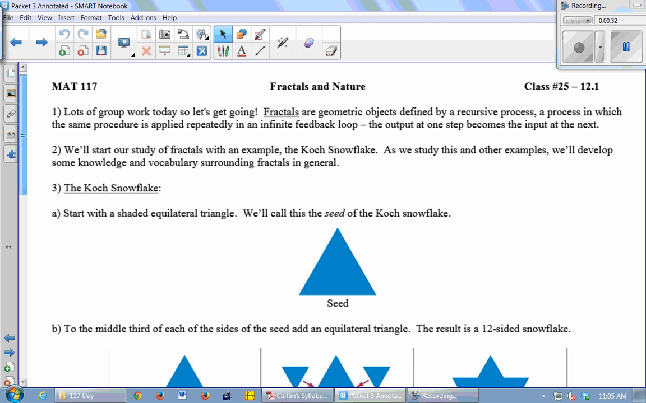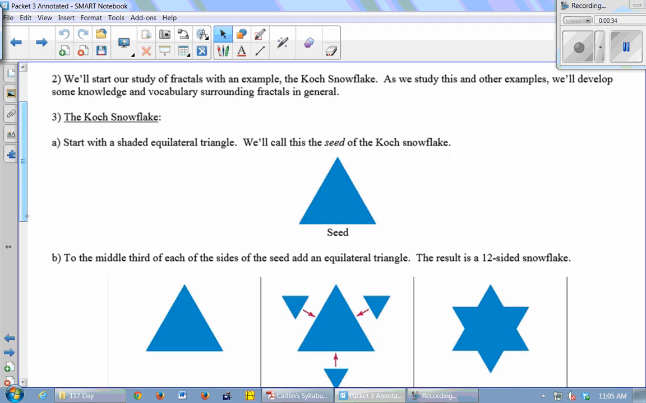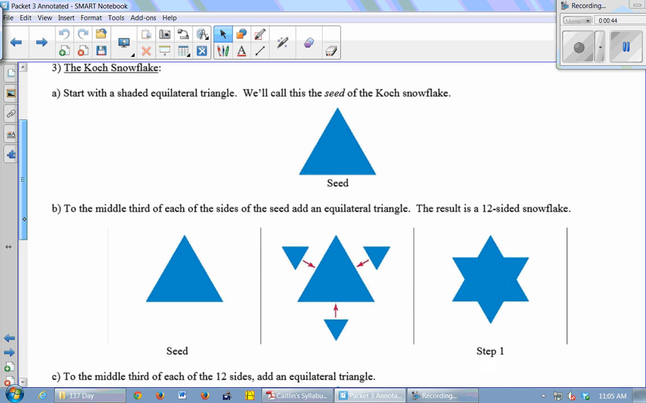We're going to start our study of fractals with an example. It's called the Koch Snowflake. As we study this and other examples, we're going to develop some knowledge and vocabulary surrounding fractals in general. Here's how you build the Koch Snowflake. You start with a shaded equilateral triangle. We call this the seed of the snowflake.